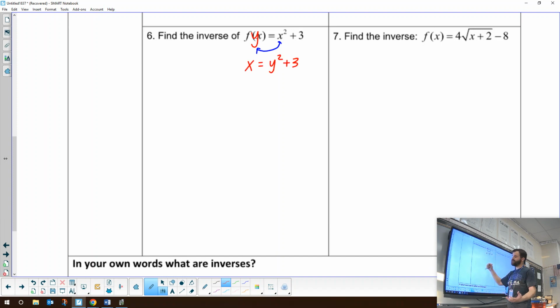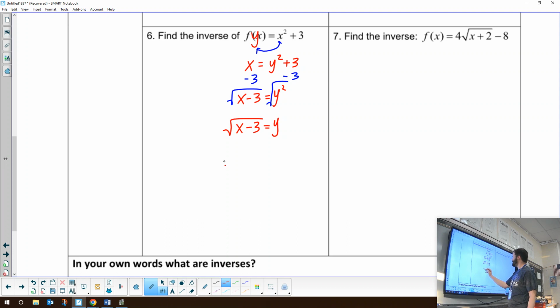So what are we going to have to do? We're going to have to minus 3, and then we're going to have to take the square root to get rid of that squared. So I'm going to minus 3, minus 3. We're going to get y squared equals x minus 3. Then I'm going to take the square root of this side, take the square root of this side, and we're going to end up with y equals the square root of x minus 3.